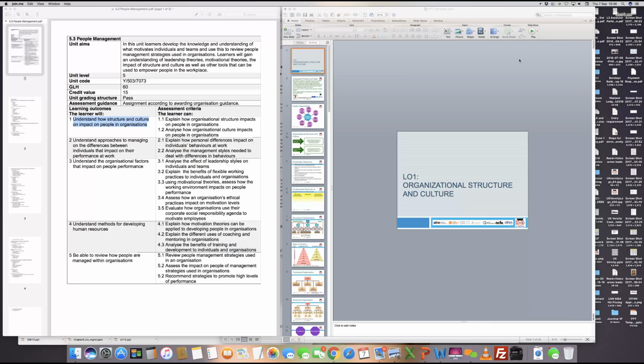So this unit will bring across an amalgamation of a lot of concepts from units like business environment, because an organization gets affected by external factors which are beyond the control of the company or the business.